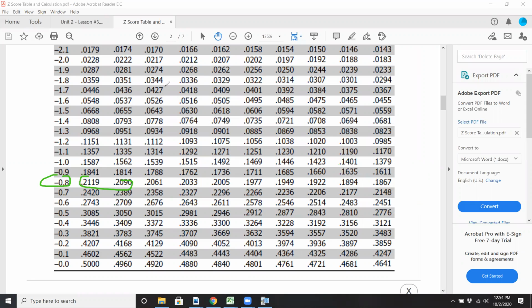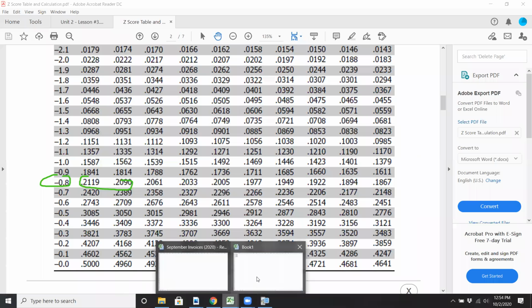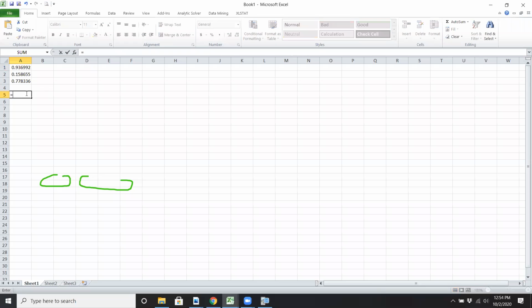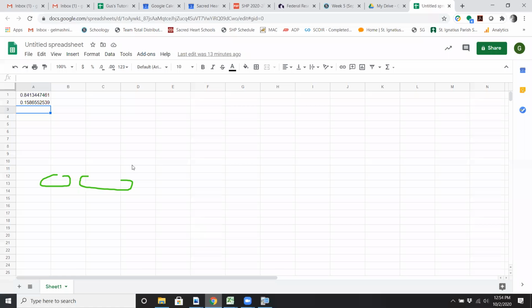Okay, and then we'll do this a couple more times. Oh, in Excel, you could do it like this. Equals norm dot s dot inverse. You have to give the probability, so 0.21 to the left, comma your mean, which will say 0, 1, and you get the same thing. And you can do the same thing in a Google spreadsheet, equals norm dot inverse. I don't know why that didn't show up earlier. 0.21, comma 0, 1. Again, you get that. So you have lots of ways you can do this.